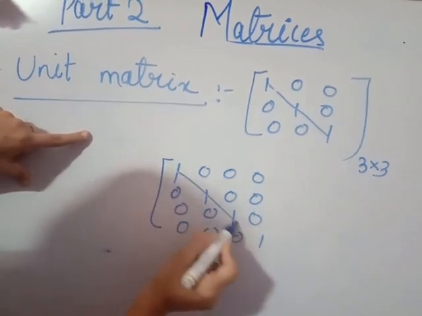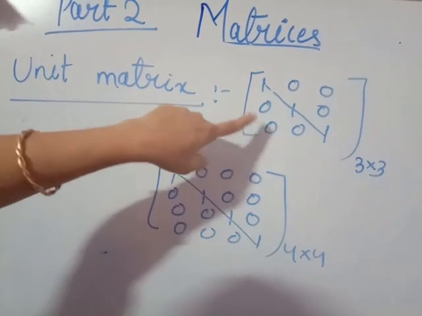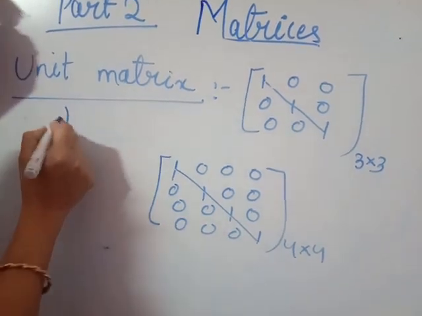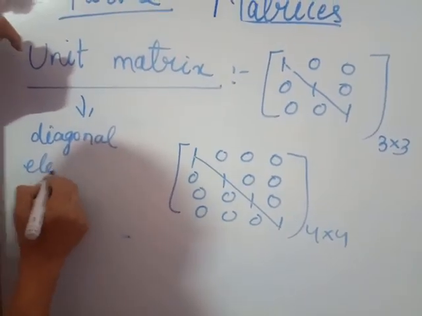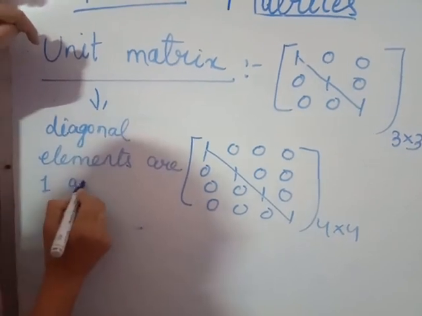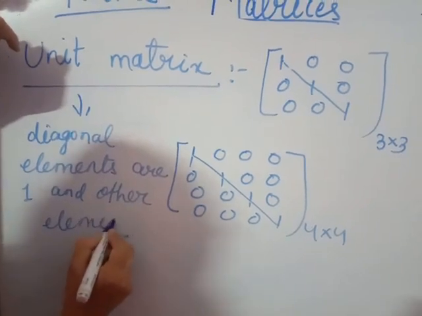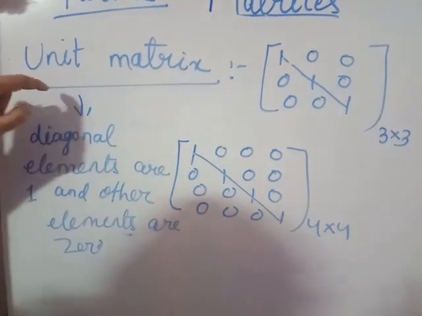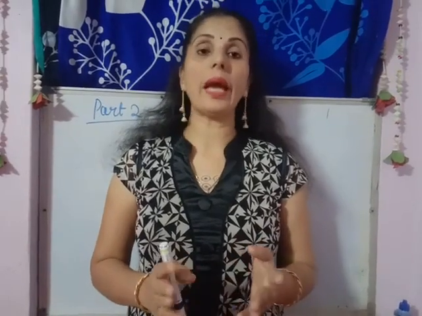Now also you can say it is the diagonal of the 4 into 4 order. So all are in the form of square matrix only, and the diagonal elements are only 1. So you can see that diagonal elements are 1 and other elements are 0. Other elements are 0. So this is called the unit matrix. So children, this is all about the types of matrices.